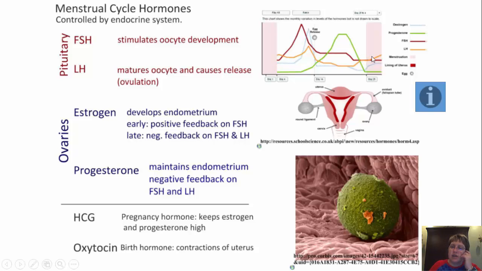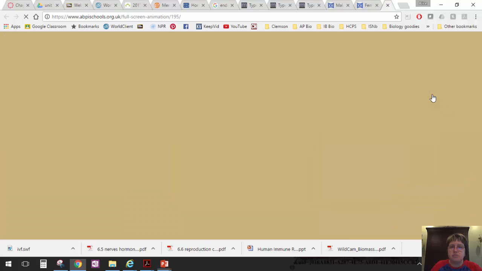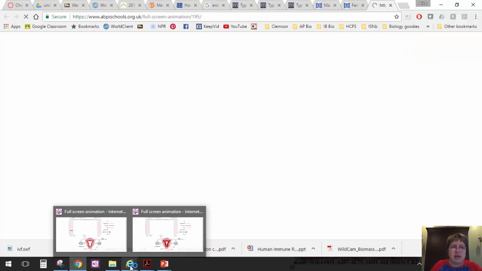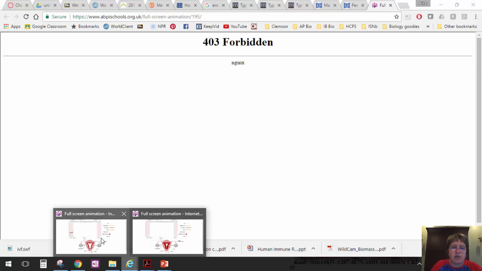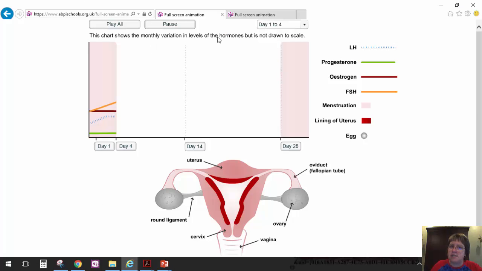All right, now this over here, we're going to go into in the next couple of pages, but I did just want to show you this. This is kind of a nice little animation. And this actually I found does not work well on Google. So if I go in through Google, it tells me it's forbidden. But if I go in through Microsoft, it works.